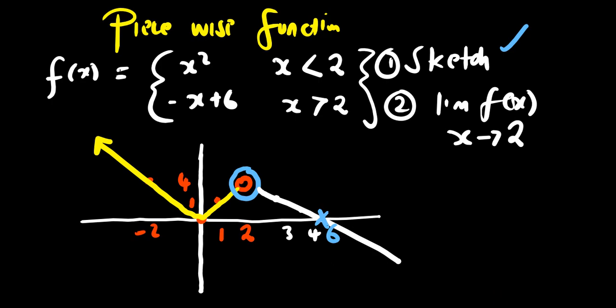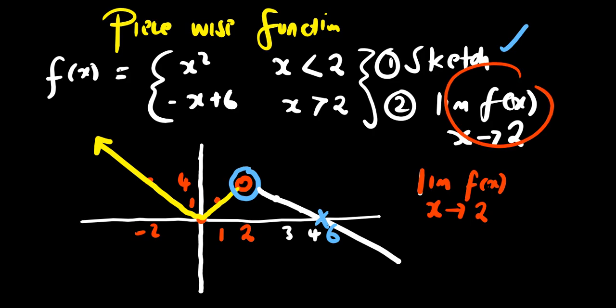So what are we going to do? Let's find the first one. We're going to say the limit of f of x as x is approaching 2. Let's say it is approaching 2 from the positive side. What is going to be the answer? You're able to see that as it approaches 2 from the positive side, you're going to this point. That point is 4. So this is equal to 4.